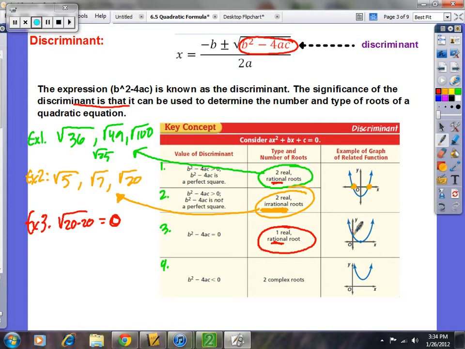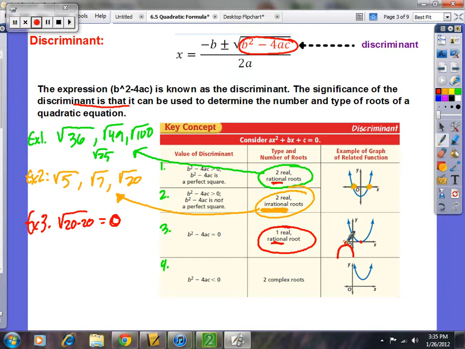So your parabola is going to sit right on top of the x-axis, or it could go right below it. It could be a frowny face. But your vertex is going to sit right on that number line, so it only touches it once.